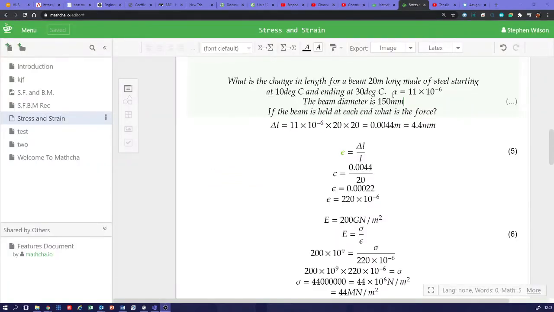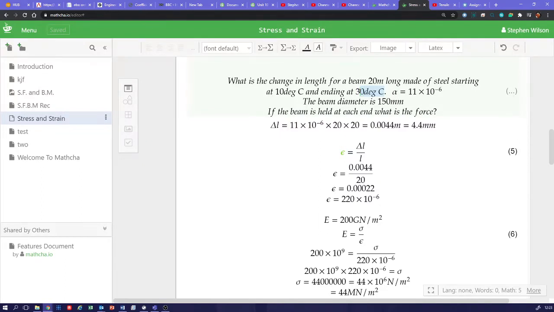So we've found our value of alpha. Well, we've been given a value of alpha. Beam diameter is 150 millimeters. As soon as we see diameter, we need to be thinking circles and cylinders. If the beam is held at each end, what is the force? The first question we need to answer is, what's the change in length? We've got a 10 degree start and a 30 degree finish, so that's an obvious change in temperature of 20 degrees.